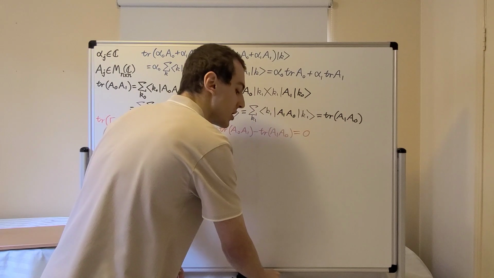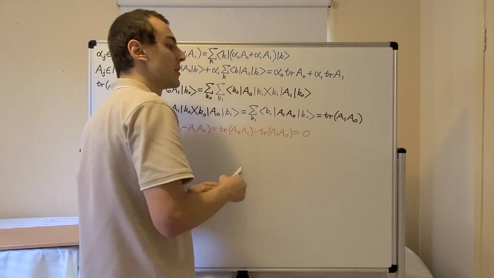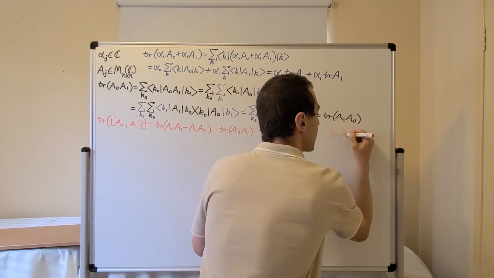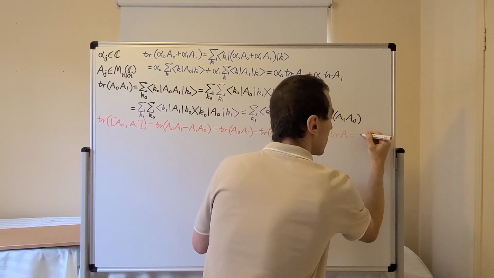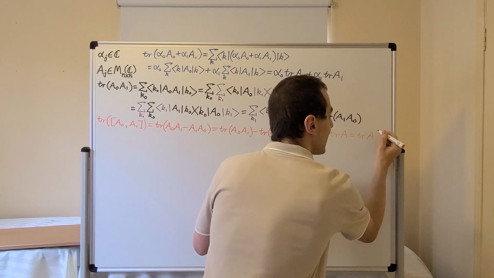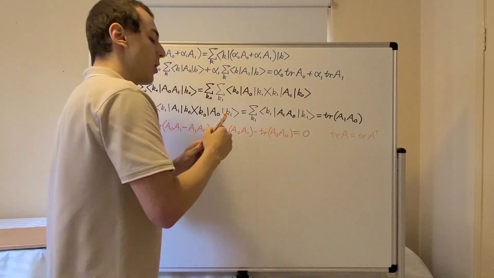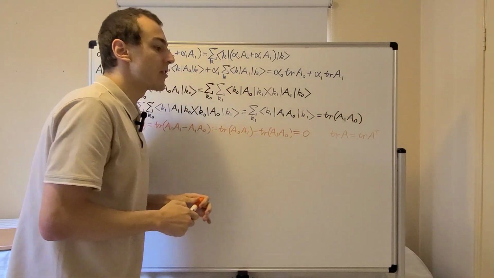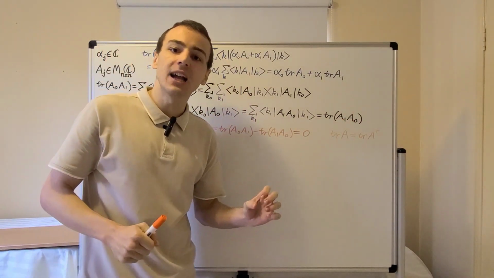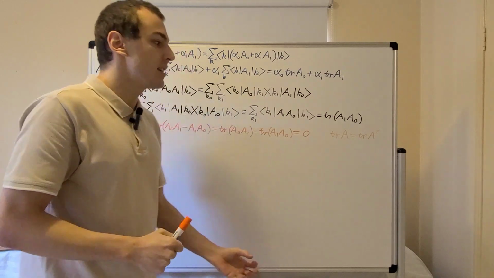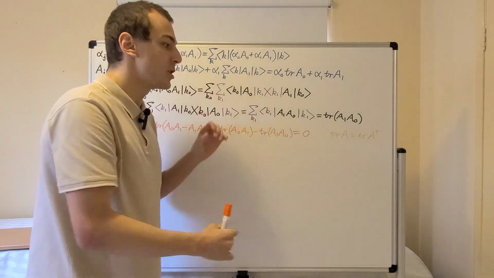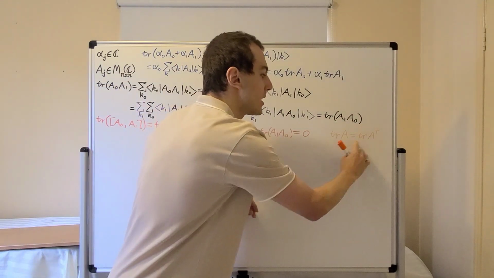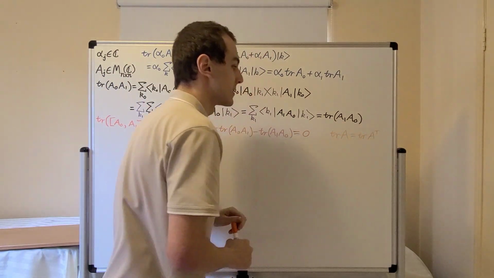Another interesting property of the trace is that the trace of some matrix A is equal to the trace of A transpose. Now, why is that true? Well, when we evaluate the trace, we're taking the sum of all of the diagonal entries. And the diagonal does not change when you take the transpose of a matrix. So that's why A and A transpose have the exact same trace.